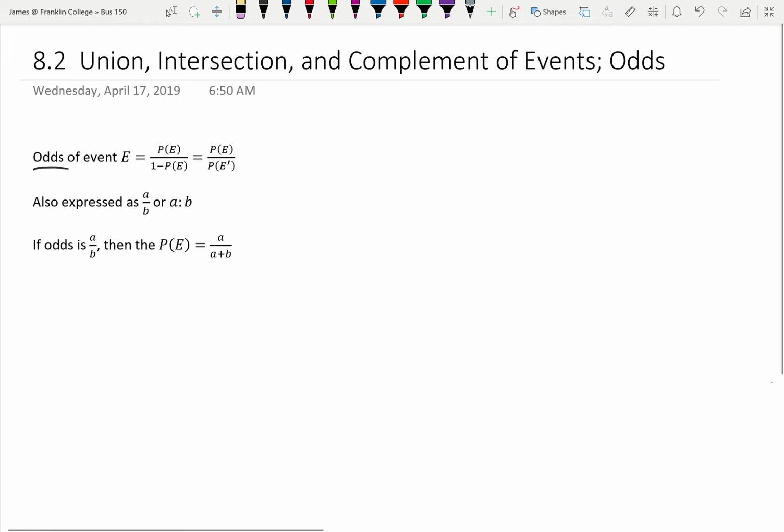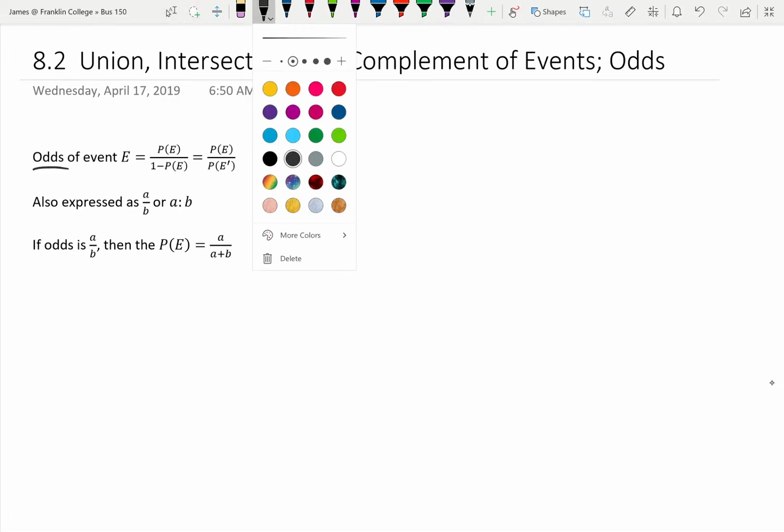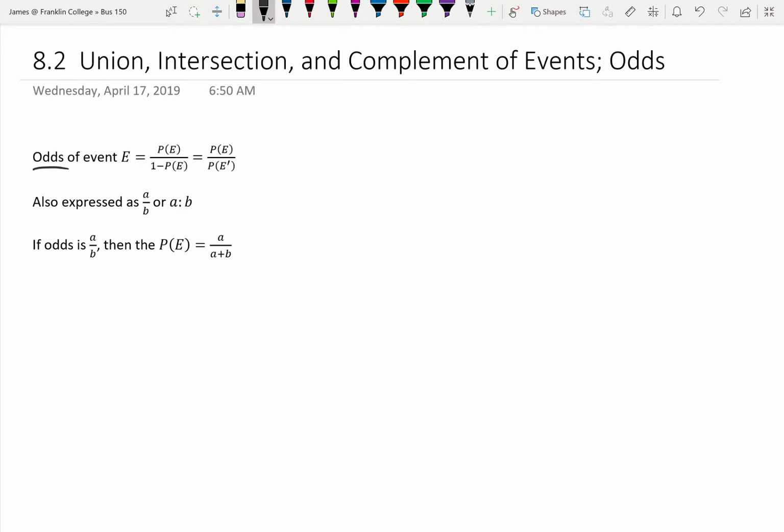We also typically express this as A over B, or we say A to B, represented by this little colon in between. Also, if we know the odds of event E is A to B, then the probability of E occurring is A divided by A plus B.